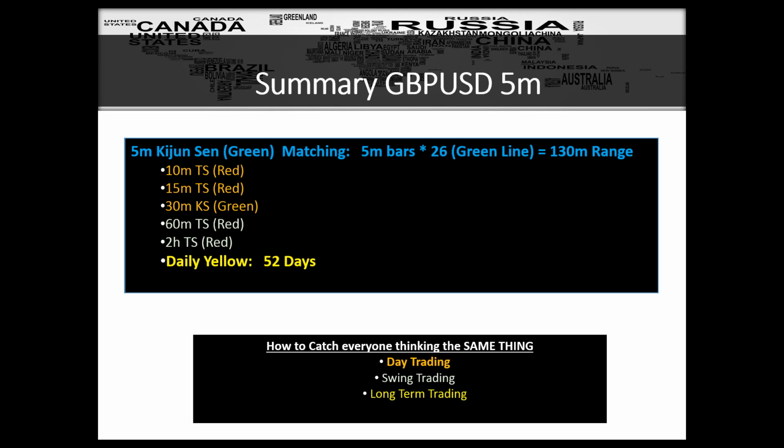I've color coded everything here so you can see that we had a match in the day trading zone, we had a match in the swing trading, and then we had a match in the long term. Everyone see that?